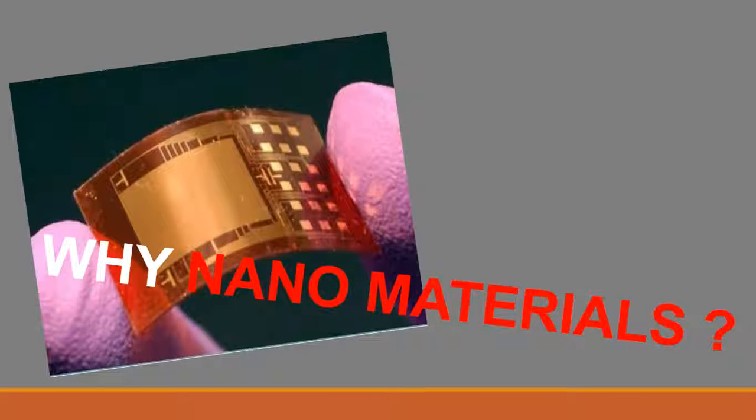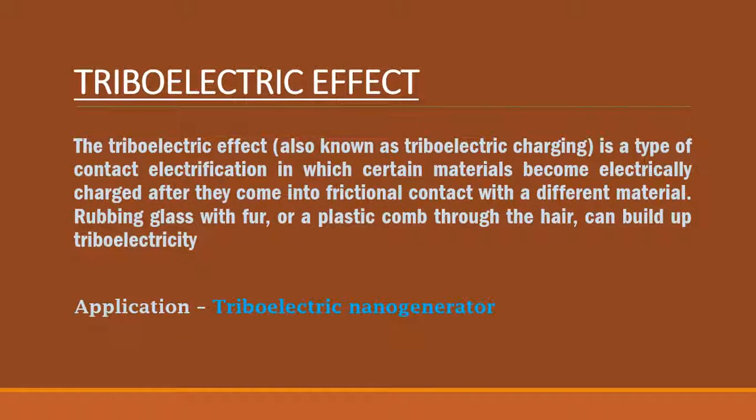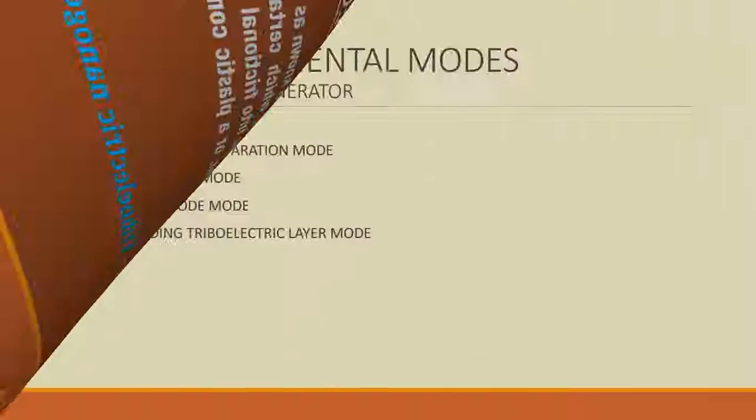Why nanomaterial? Triboelectric effect. The triboelectric effect, also known as triboelectric charging, is a type of contact electrification in which certain materials become electrically charged after they come into frictional contact with a different material. Rubbing glass with fur or running a plastic comb through the hair can build up triboelectricity. The application is the triboelectric nanogenerator.